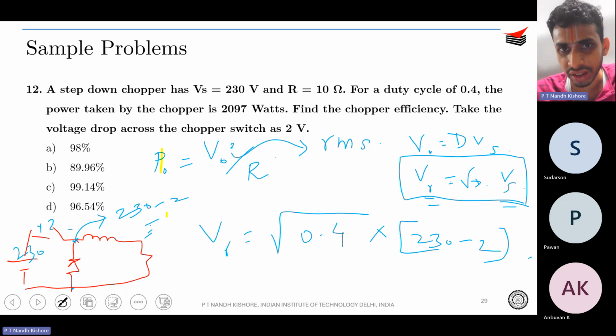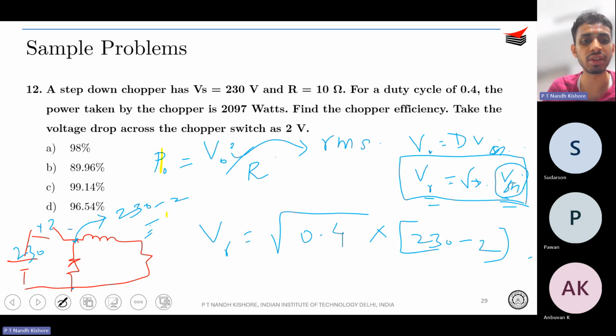Second thing is your Vs is not directly Vs. Your Vin, I can call it maybe Vin, it will be easier. So your Vin is going to be 230 minus 2 volts, which is the drop across the device, right? So VR is root over D times Vs. Therefore, you calculate what is VR.